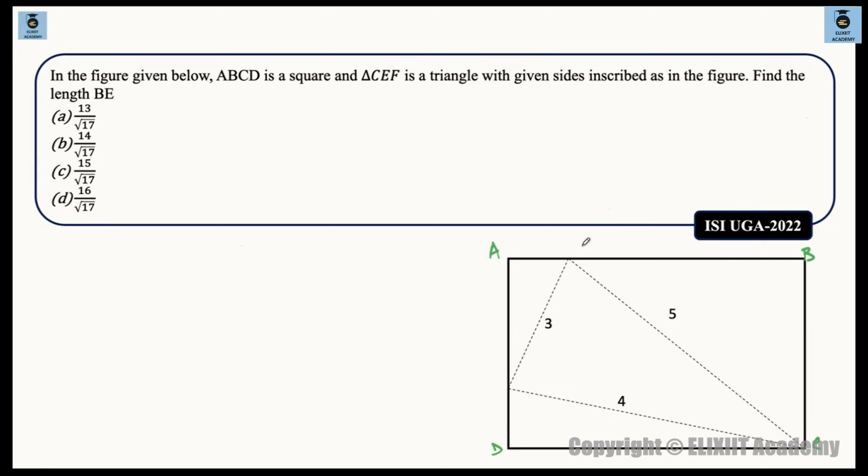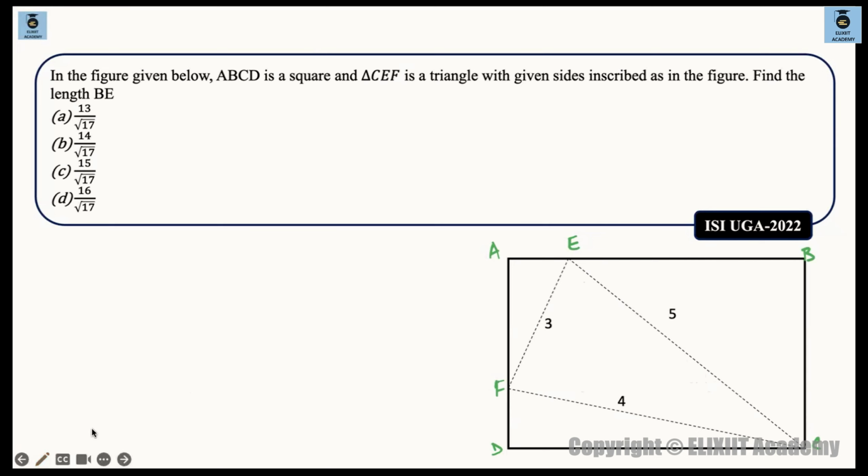EF was mentioned in the question. ABCDEF, all these things were mentioned. ABCD was a square and CEF being the triangle with given sides inscribed as in this figure. So we have to find the length of BE. This is what we need. BE is asked.